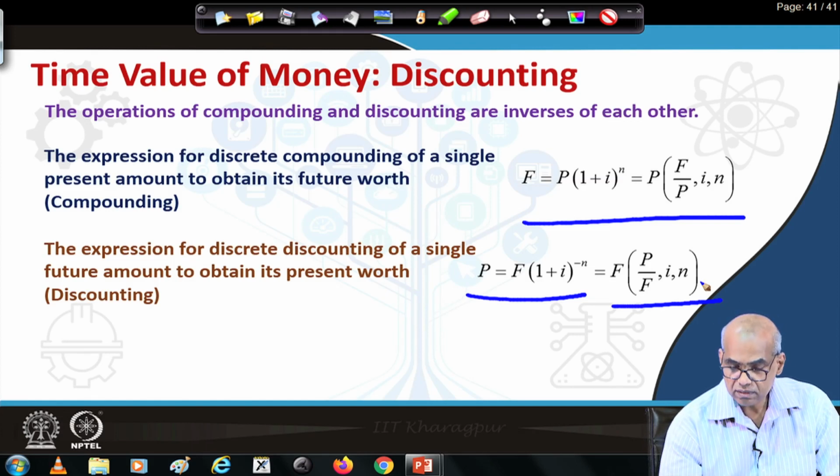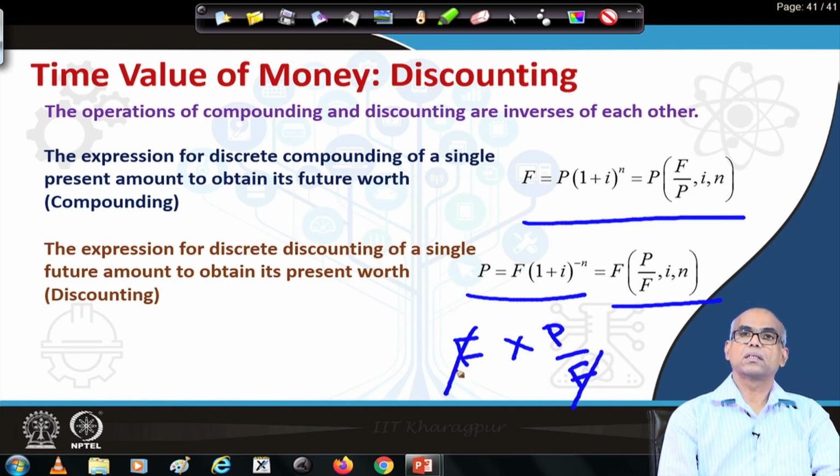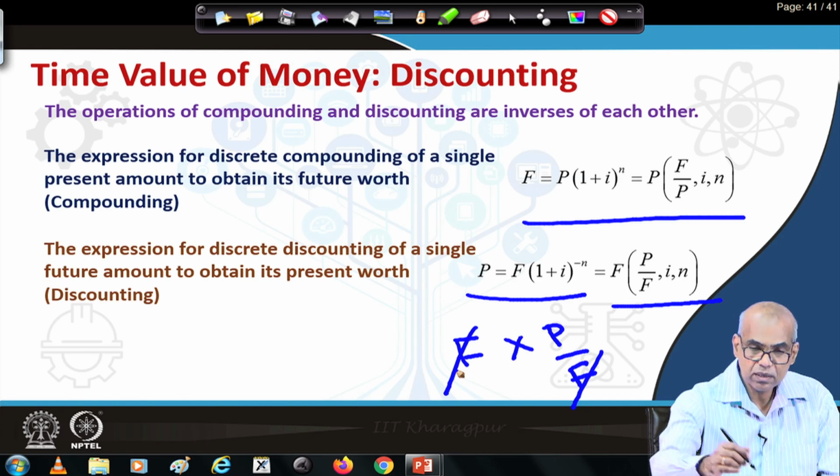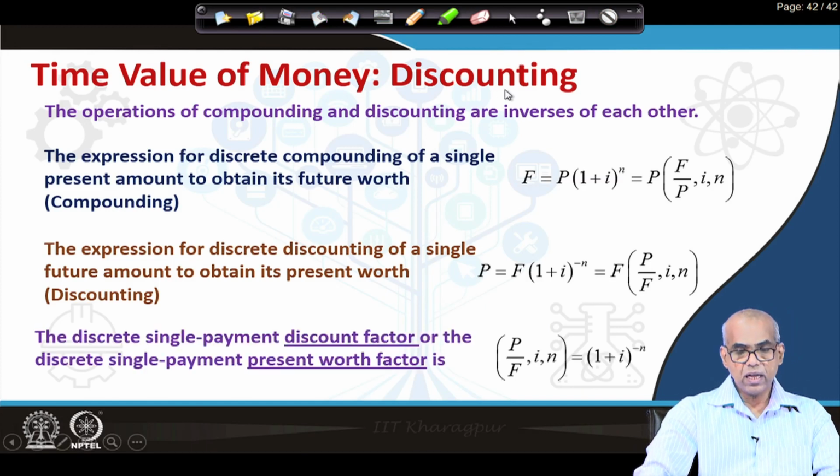Note here again it is dimensionally correct. You multiply F by the factor P by F to obtain the present value P. So, you are discounting the future value to obtain the present value. The discrete single payment discount factor, or the discrete single payment present worth factor, will be (1 plus i) to the power minus n, which is P by F, i, n.